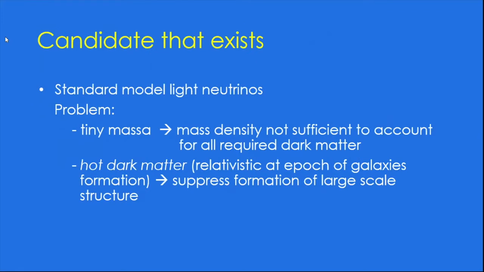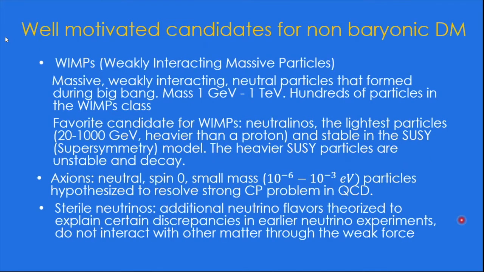So we have so many candidates, but the only candidates that are known to exist are the standard model neutrinos, or light neutrinos. We know from oscillation experiments that neutrinos, or at least some neutrinos, have mass. However, the upper limit on the density parameter of neutrinos forbids currently known neutrinos from being the major constituents of dark matter. Besides, neutrinos belong to hot dark matter that were relativistic at the epoch of galaxy formation and therefore suppress the formation of large-scale structure. So standard model neutrinos cannot contribute much to the budget that we need.